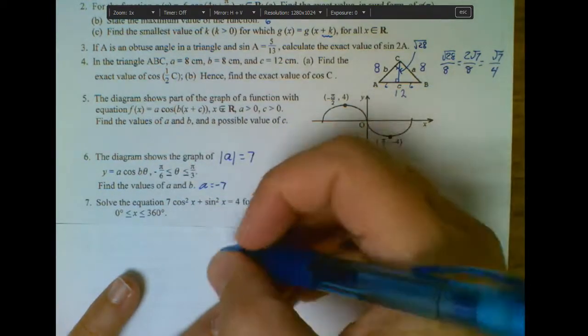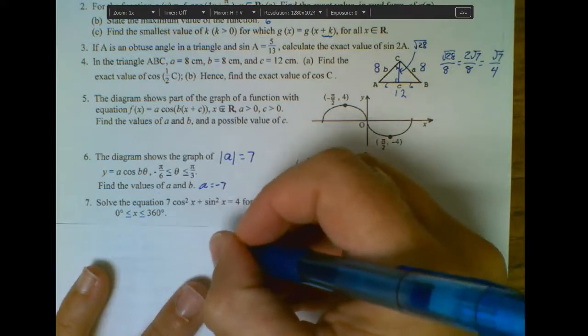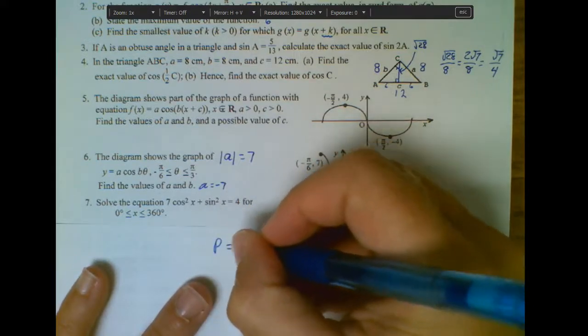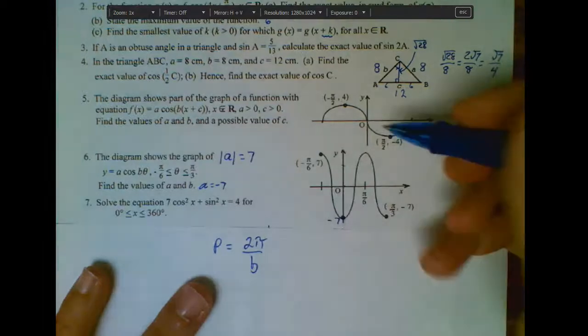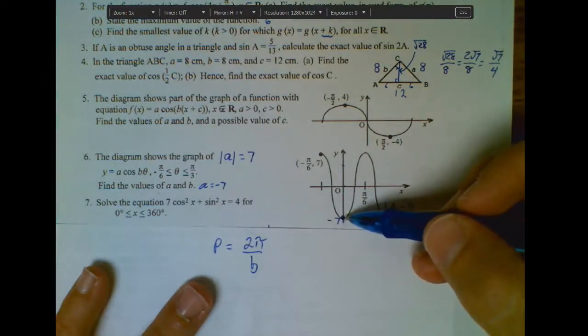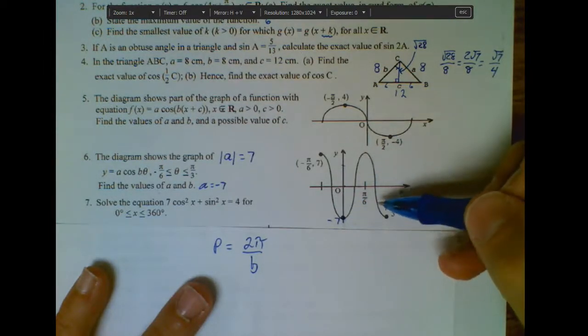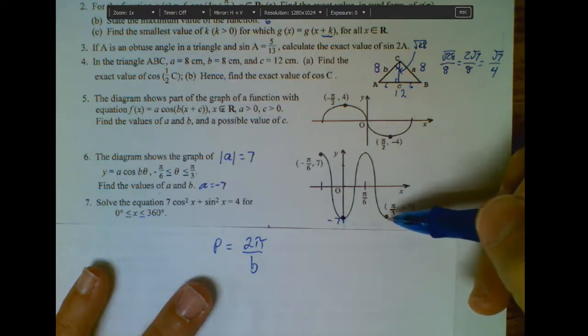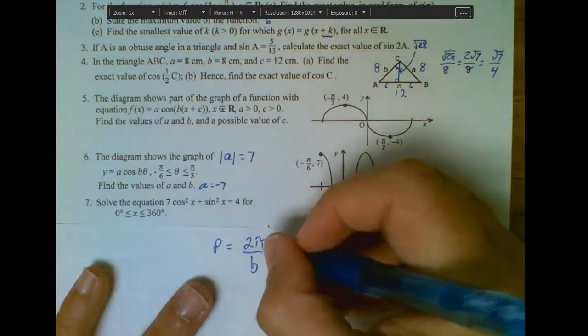Remember, for a cosine graph, we know that the period equals 2π/b. And so by looking at this, I can see that this graph repeated itself one full period right here at π/3. So I know that the period of this graph is π/3.